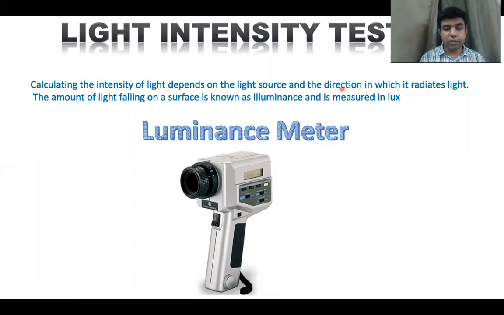The amount of light which is exactly falling on a surface is called illumination, and it is generally measured in terms of lux. To measure that, we have this kind of lux meter. We can keep that across the light emitting source, and from this we can directly get the value of the intensity of light. So that's all about this.